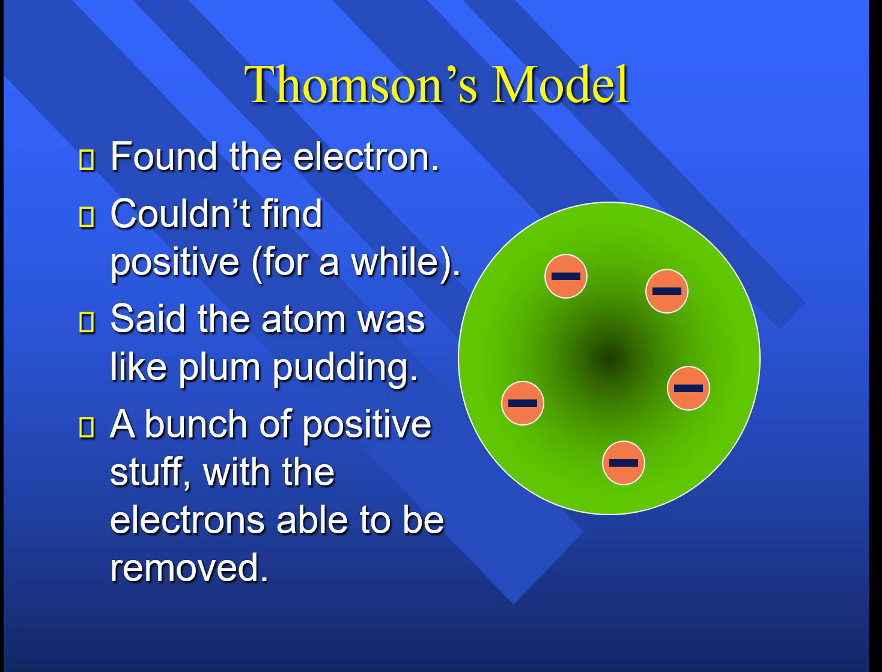So we should look at this as what we say the atom looks like. In this model, the green stuff would be the positive stuff, and there would be a total of 5 positive charges spread out through all that green stuff. And there'd be 5 individual negative charges. And so that's our model of the atom. So Thomson did this in the late 1800s.